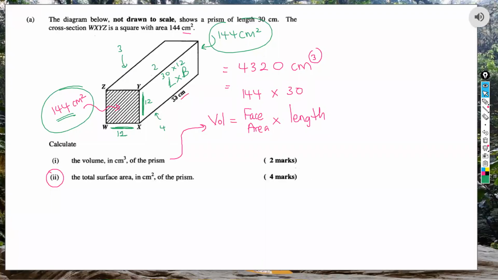All right, so 30 by 12 is 360. So the area of one of the rectangles is 360, and we have 4 of them. So I'll multiply that by 4. That will be 1440. And then we have to add what? The 144 and the 144 again.